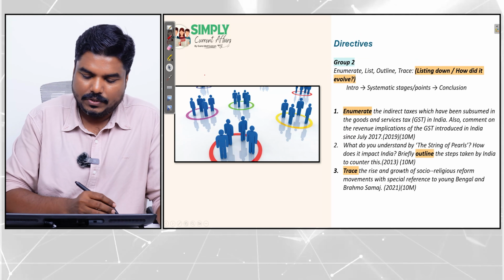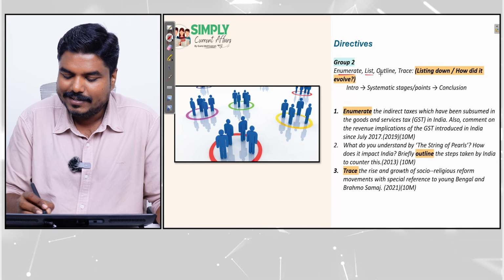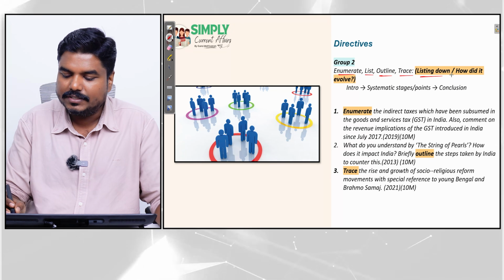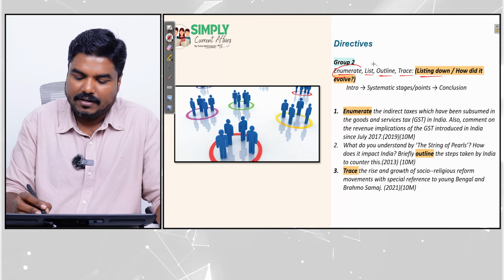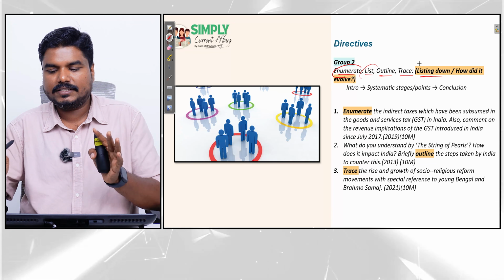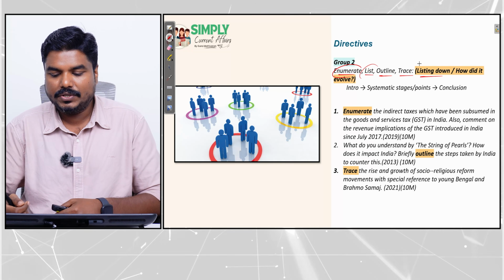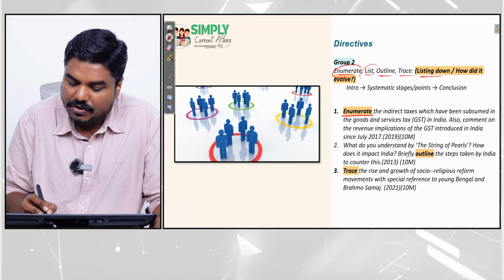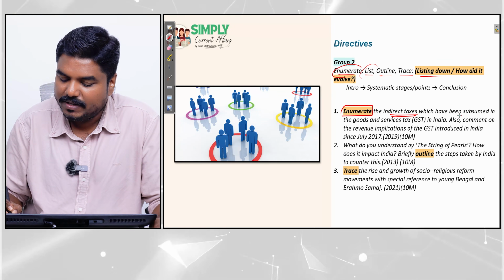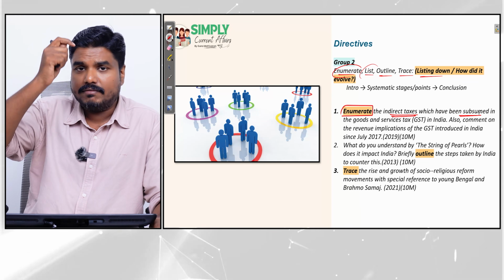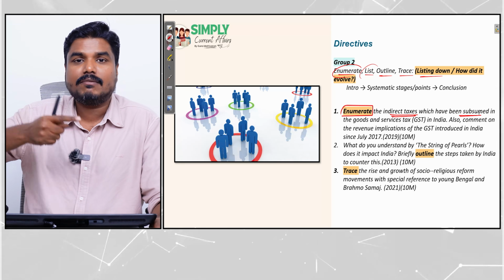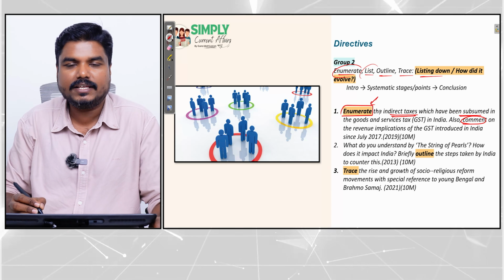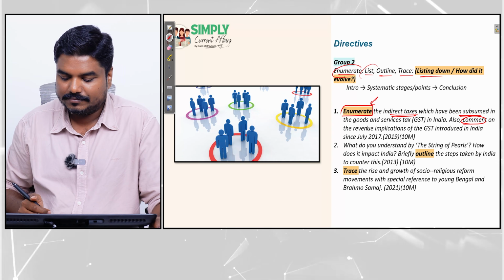Now we will go to group 2. Enumerate, list, outline, trace. Here you are simply going to list down everything. It is asking you to list down, or it is asking you to trace the evolution. Look at the question: enumerate the indirect taxes which have been subsumed. You are going to simply list down the indirect taxes which have been subsumed. The next part says comment. Comment I will explain separately, but here the first part is enumerate. It is about listing down.